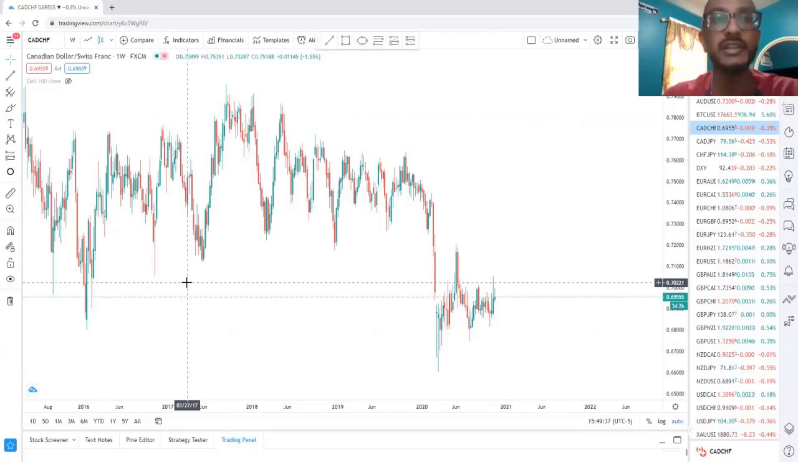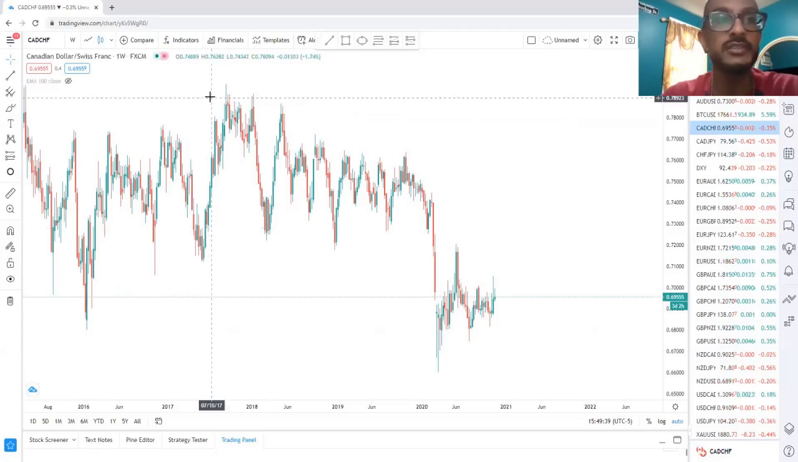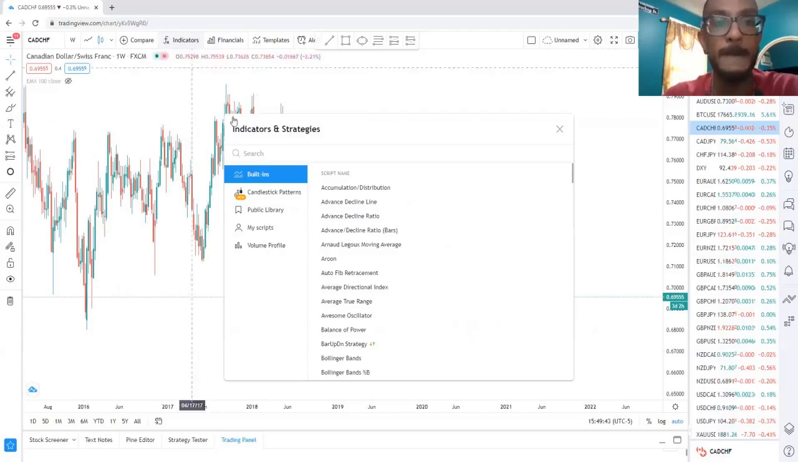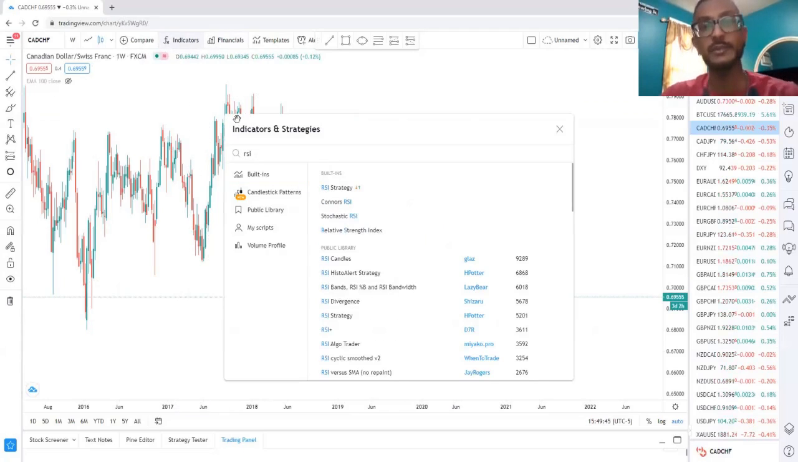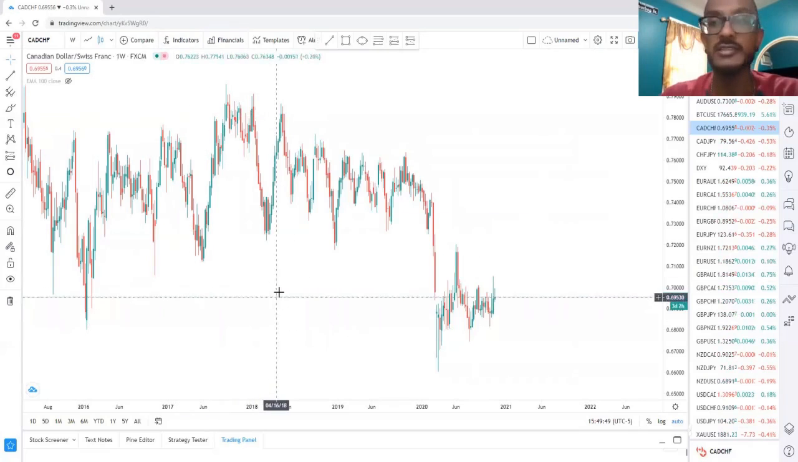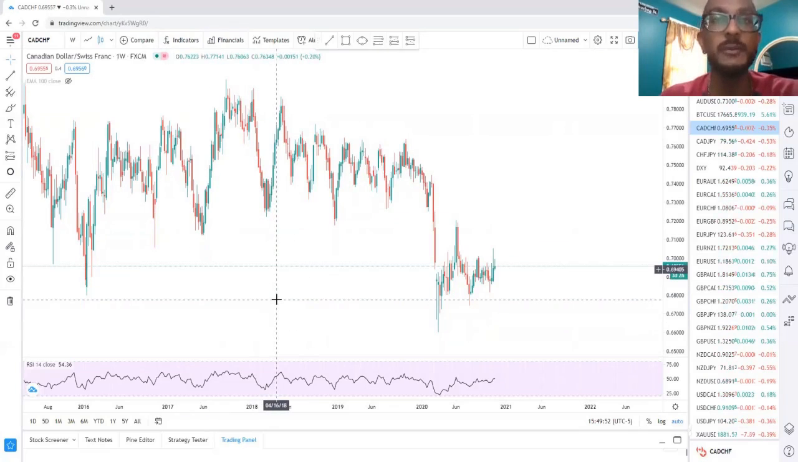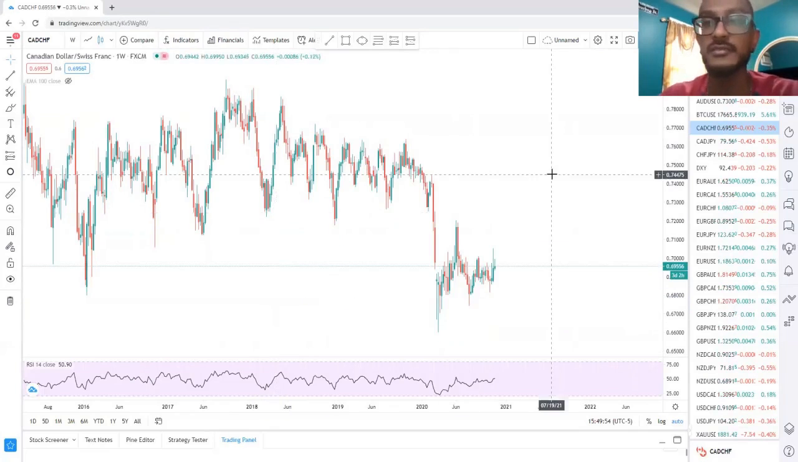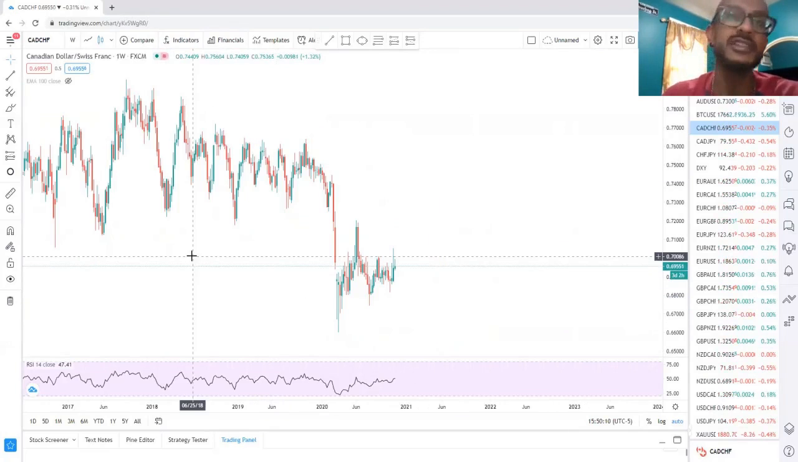So if you guys don't know how to add an indicator in TradingView, it's located right here on top, indicators. Now, the one we have the most familiarity with is the RSI indicator. The RSI pretty much tells you the momentum of price. This indicator is used to identify divergence. All divergence is, is a disagreement between price and market structure.